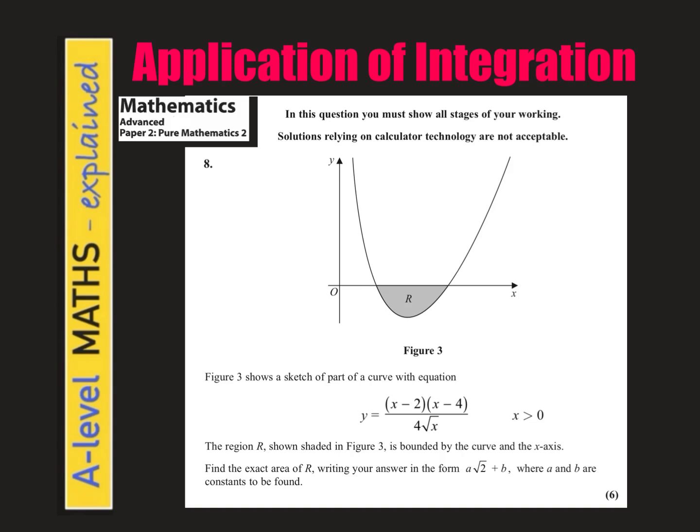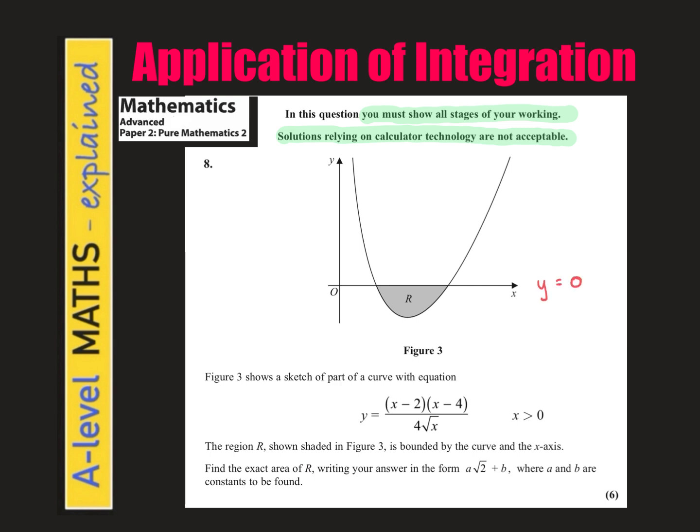This is a problem where we have to look at an area between two functions. With problems like these, we must show all our working out. In addition, solutions relying on calculator technology are not acceptable. Now please note that this area R is bounded by the x-axis, which is y is equal to 0.